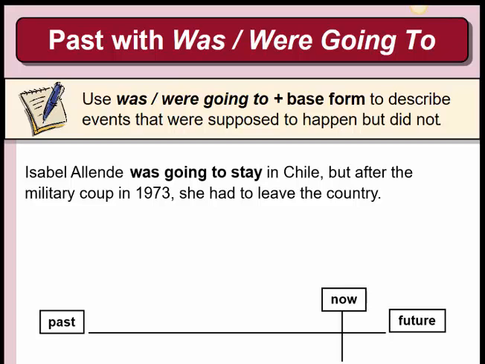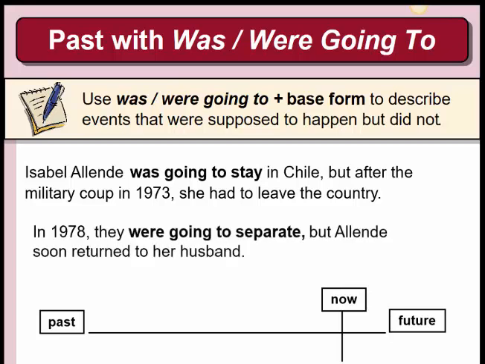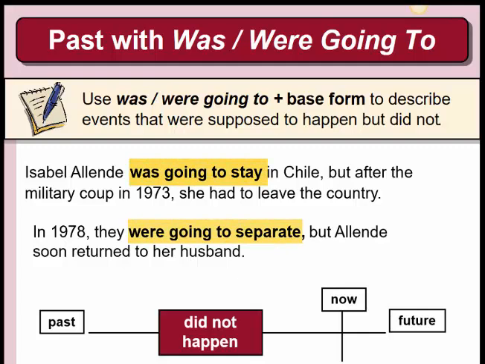So she was going to stay in Chile. She had the intention of doing so. In 1978, they were going to separate, but Allende soon returned to her husband. They had the intention to get divorced, but they didn't. Did not happen.